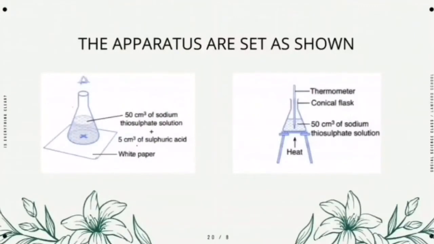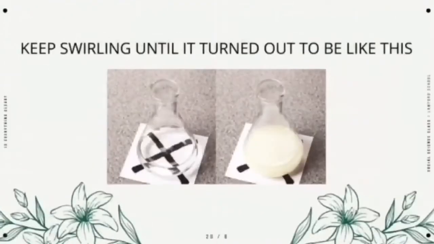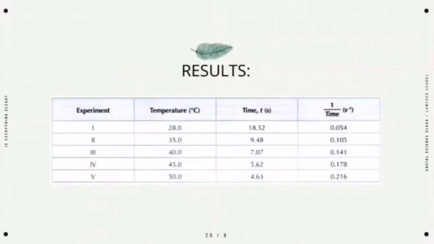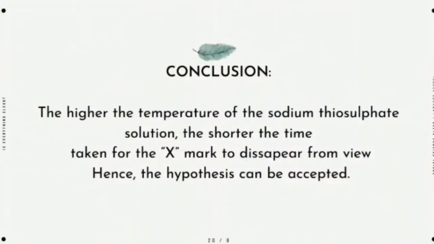The apparatus is set up as shown in the diagram. You need to keep swirling the solution until it looks like the diagram shown. This is the result of the experiment. The conclusion of the experiment is the higher the temperature of the sodium thiosulfate solution, the shorter the time taken for the X to disappear from view. Hence, the hypothesis can be accepted.